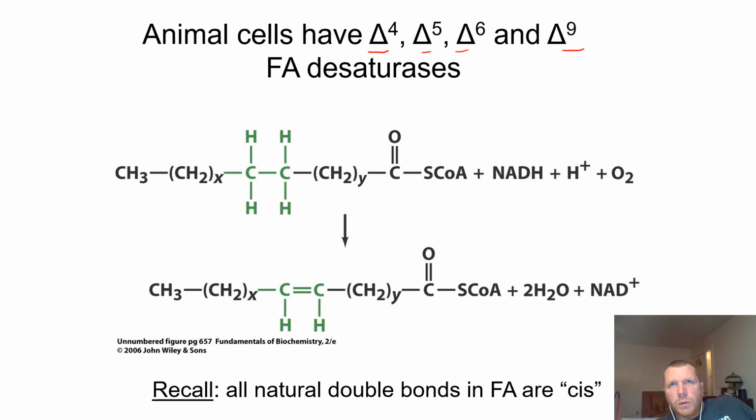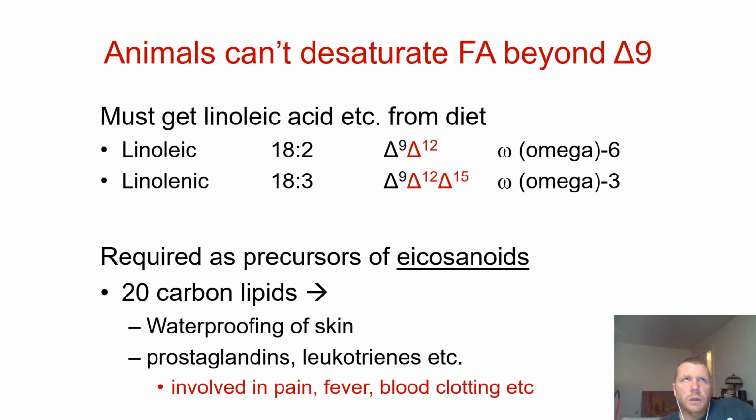And one thing that's worth noting, if you think back to buying Oreos or eating McDonald's foods, you always see the label that says no trans fats are present. Well, all natural double bonds are going to be in the cis position. And so if we have fatty acid desaturases that produce those double bonds, there are still some fatty acids that we can't make, for instance, linolenic acid. That's an omega-3 fatty acid.